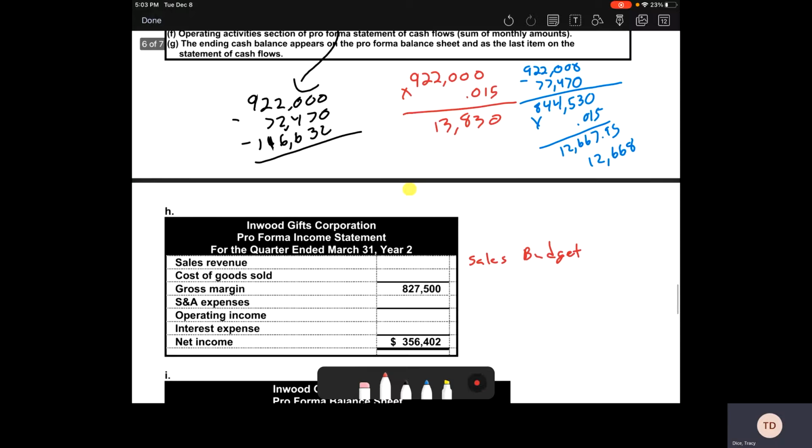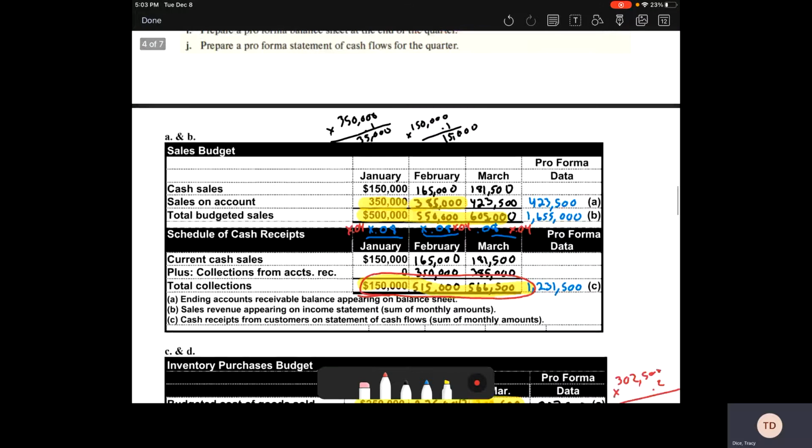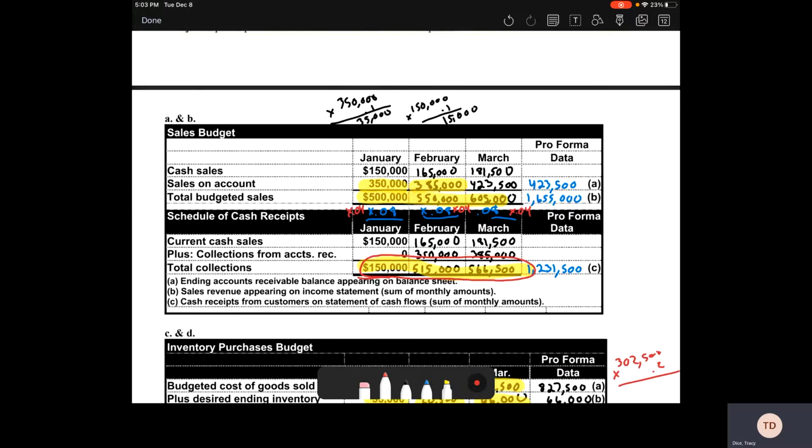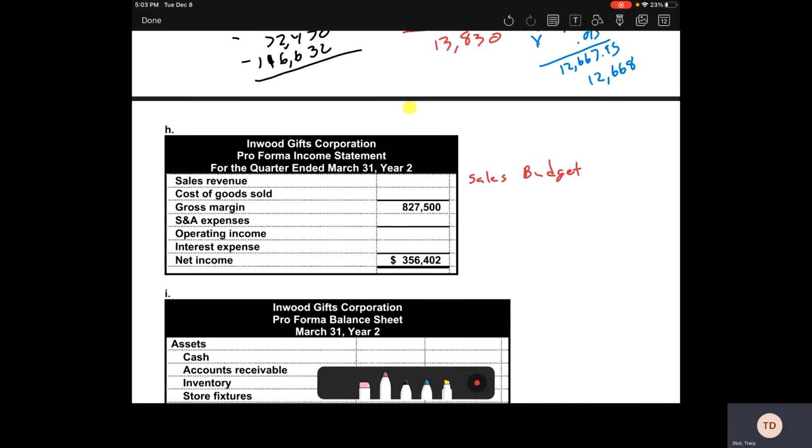So we come all the way back to parts A and B, sales budget. What are we going to find for our sales revenue? Well, when we look at it, we're going to use this part B, 1,655,000. That's what we're budgeting for total revenue. So we're going to put that in here, 1,655,000.